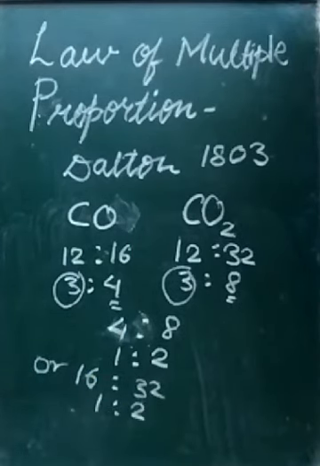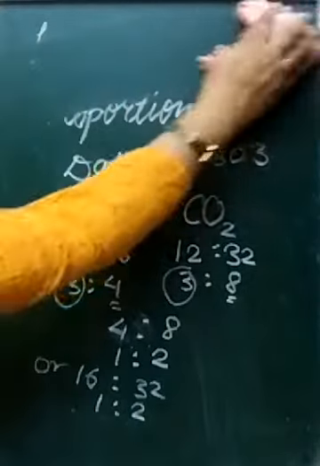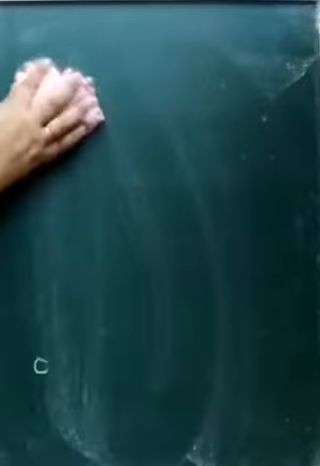That makes no difference. So we find that when two elements combine to form more than one compound, then different masses of one element combining with the fixed mass of another element bear a simple whole number ratio to one another. Let us see one more example.